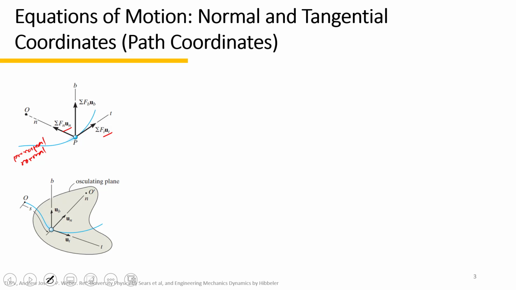It is called the principal normal because there are many possible axes that are normal to the tangential axis, and that one particular axis is known as the principal normal, which forms the plane of motion. The plane of motion, of course, is composed of the normal and tangential coordinates. Okay, so let's continue.